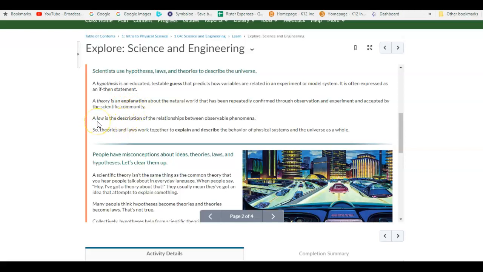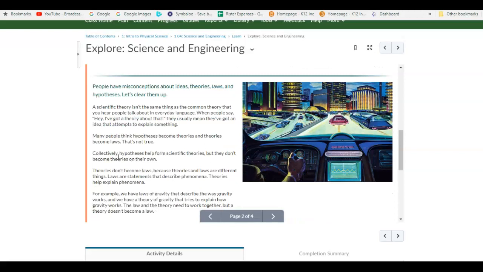And then a law is the description of the relationship between observable phenomena. So theories and laws work together to explain and describe the behavior of physical systems and the universe as a whole. So it talks about how, in the guiding questions, how are science, engineering, and technology interdependent? So we kind of get into a little bit of that here. People have misconceptions about ideas, theories, laws, and hypotheses. So let's clear those up.